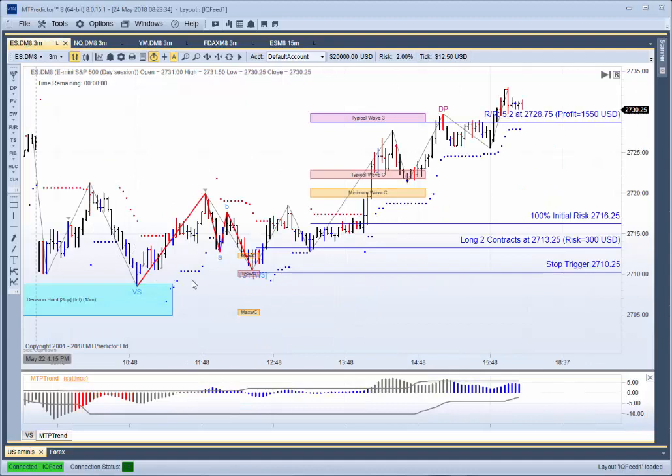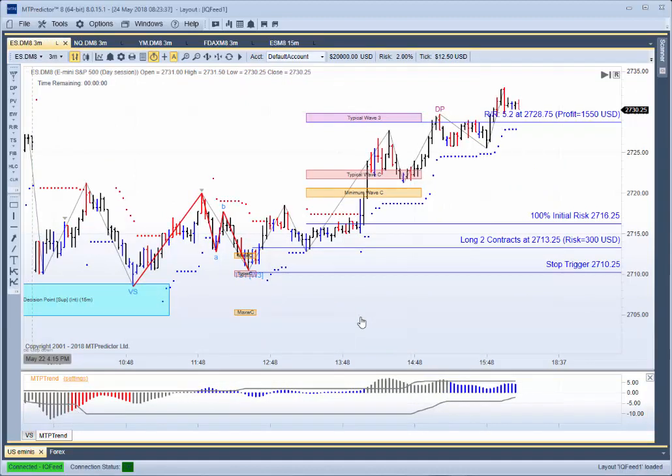But the whole purpose of this video really was to look at the two examples of my two favourite trade setups that both unfolded on the ES yesterday, the VS or volume spike setup here, and then the W3 or wave 3 trade setup here, both of which would have produced some very nice profitable trades.